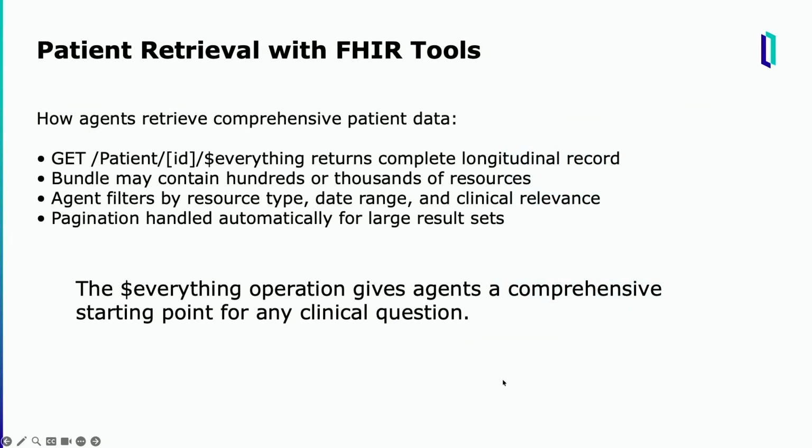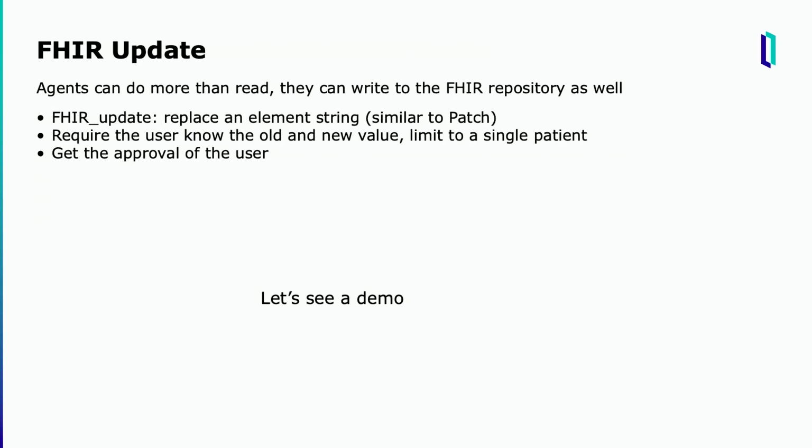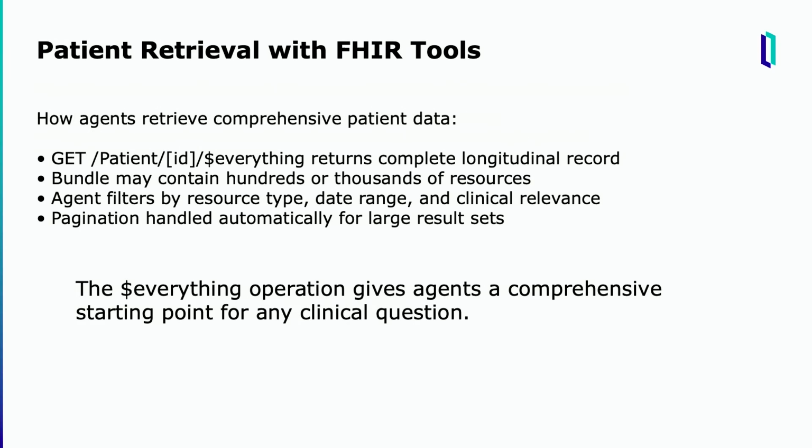Okay, so now we've looked at targeted retrieval. I want to expand to full patient retrieval with $everything. And this is useful when the question is a broader clinical context rather than these really narrow questions we're asking. The trade-off is that the output can be very large, which makes downstream processing essential. So let's see that before we do the FHIR update operation. I'll show you.